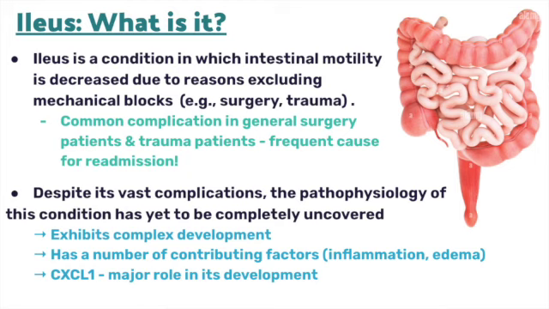However, despite the vast complications that it infers on its patients' comfort and health, the pathophysiology of this condition has not yet been completely uncovered. This can be attributed to its very complex development and the number of factors that contribute to its development as well, including inflammation and edema. However, with that said, there is indeed evidence that points to a chemokine known as CXCL1 playing a major role in its development.